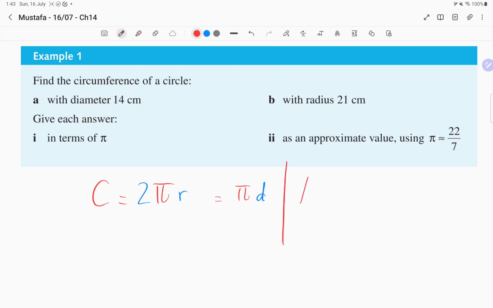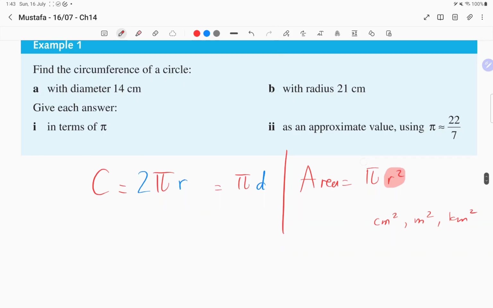Now, I'll just tell you right here that the area is equal to pi r squared. How do I remember this? Well, the formula with the square is area, because area is always in something squared, like centimeter squared or meter squared or kilometer squared, right? So because area always has squared in it, that's always the formula with r squared. Make sense? So that's how I remember it.